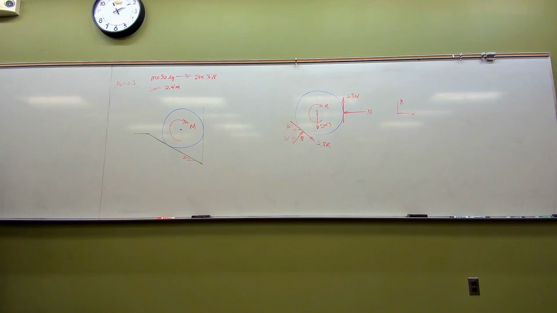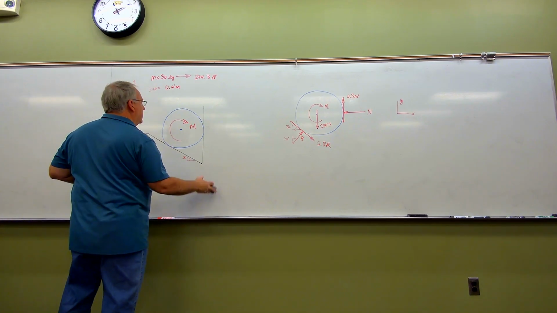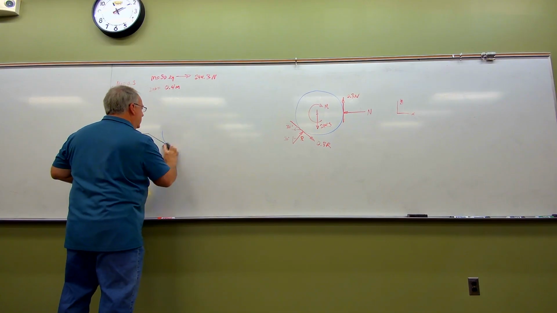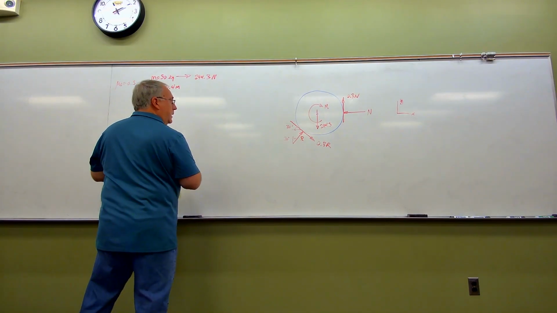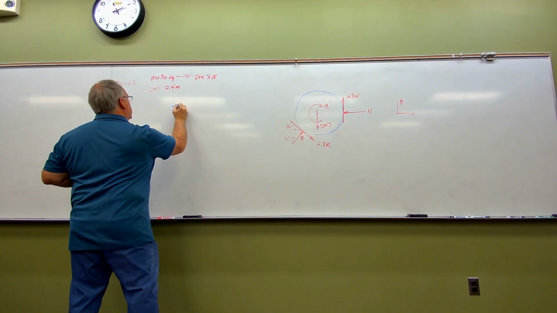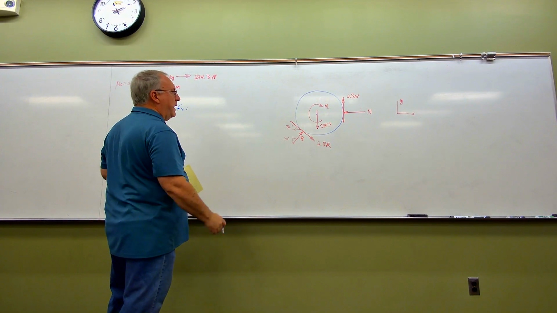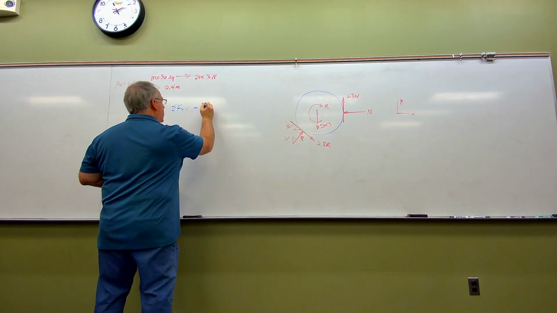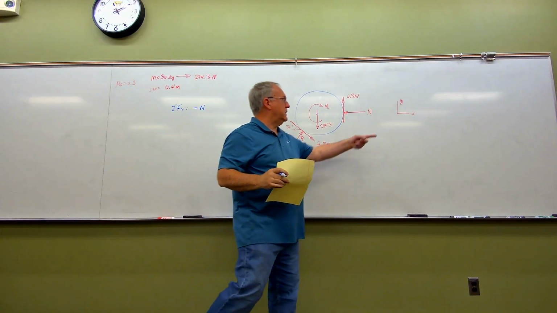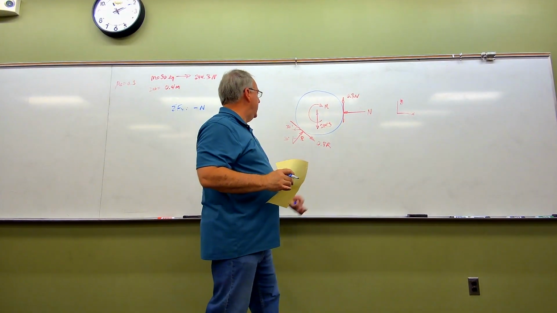Let's do the sum of forces in the x direction. I don't need this anymore, so I'm going to dump this. Let's sum forces in the x direction. We're going to have here, now, carefully, minus N, noting again that this is positive x going that way, so minus N.